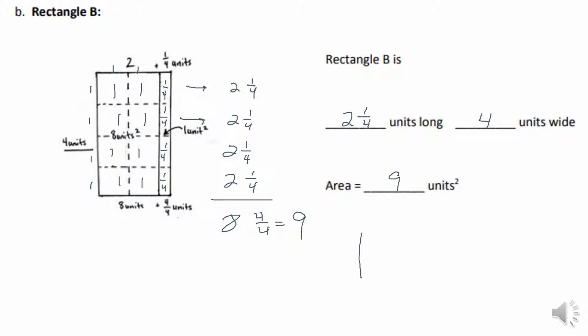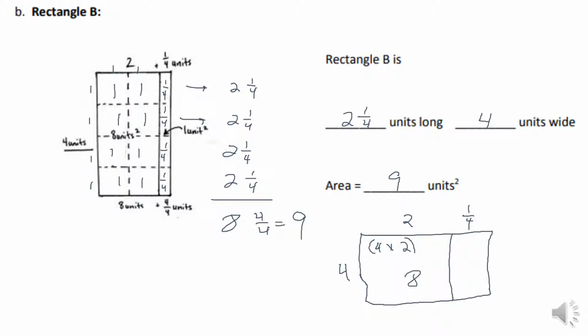Now another way that you could have drawn this one, because we're wanting to get to that standard algorithm, is I could have split this up where it was 2 1/4 and 4 units. I know this one here would be 4 times 2, which would give me 8 here. And here I've got 4 times 1/4, which gave me 4/4, which is equal to 1, and I would have a total of 9 units squared. So it just depends on which model makes sense to you. But we're wanting to get more and more toward the standard algorithm.